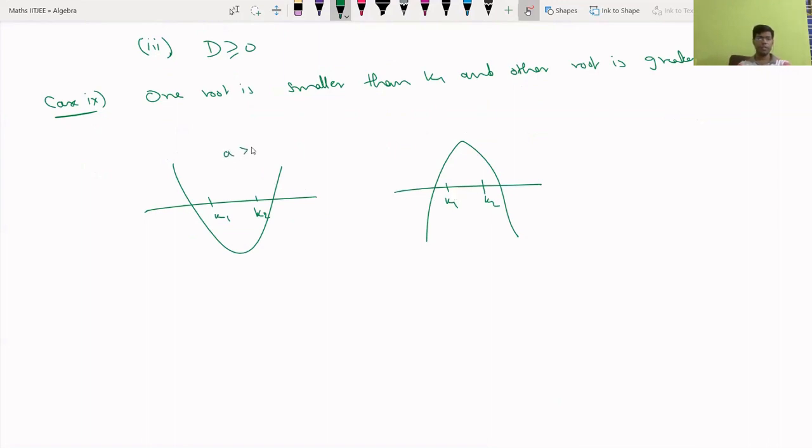So this is when A is positive, this is when A is negative. In this case, when A is greater than 0, f of K1 is negative and f of K2 is also negative. And when A is less than 0, f of K1 is positive and f of K2 is also positive. So what I need to just check is A f of K1 is less than 0 because they are of opposite sign, and A f of K2 is less than 0. Both these need to be checked. If this is checked, then the problem will be solved.